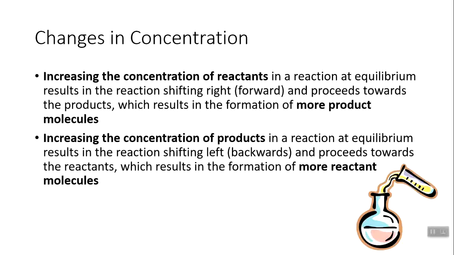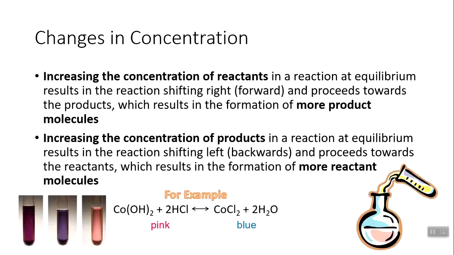So I'm going to use this as an example. This is cobalt 2 hydroxide, and we're going to add hydrochloric acid to it. And it forms cobalt 2 chloride and water. So as you can see, this is a reversible reaction. At equilibrium, this reaction is a purple color, okay? And if we have more of the reactants, then the color will turn pink, like you see here on the right. And if it has more of the product, then it'll turn blue or really dark purple, which is on the left side of this picture here.